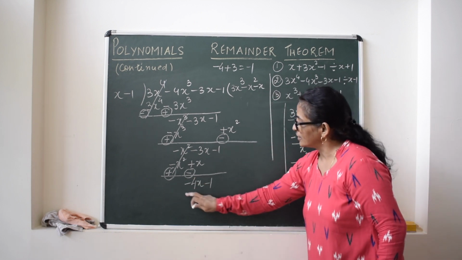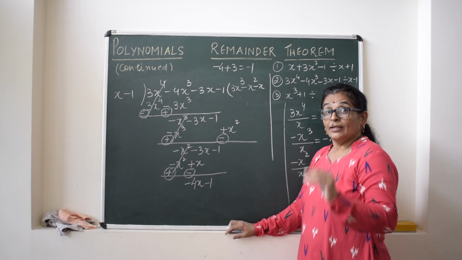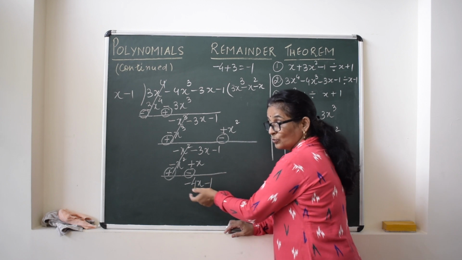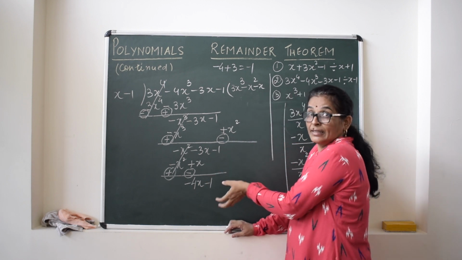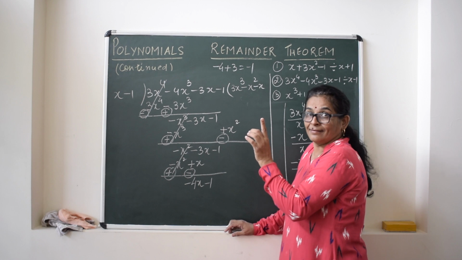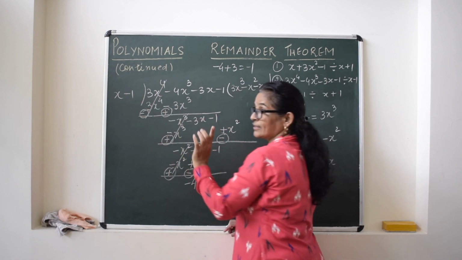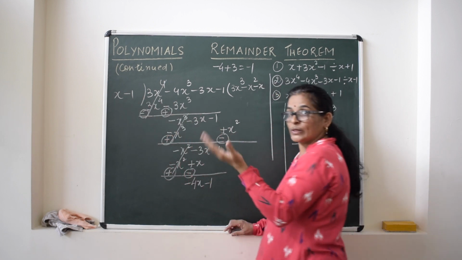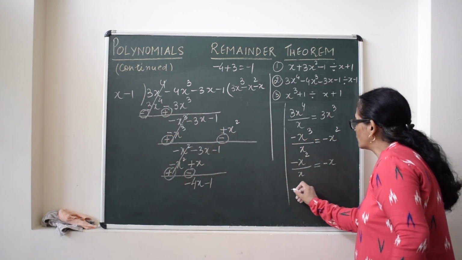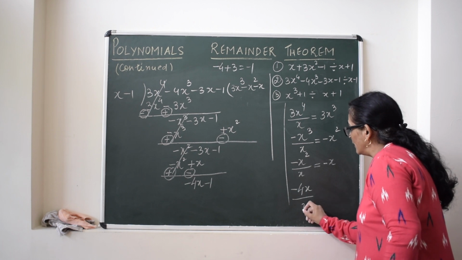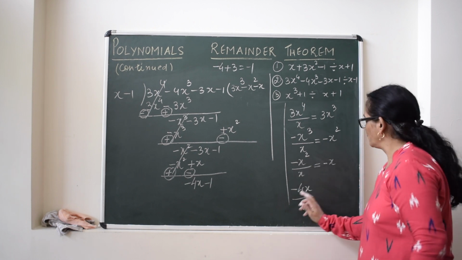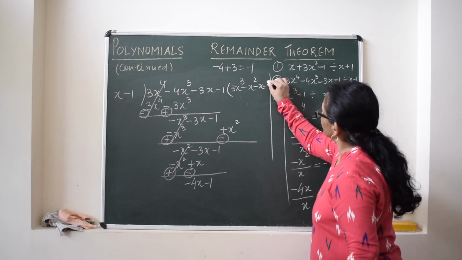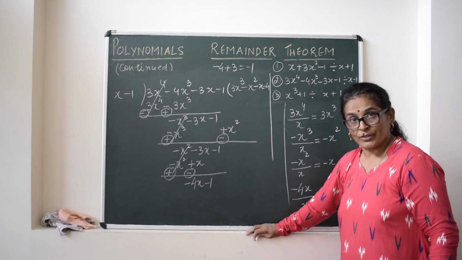Now the new dividend is minus 4x. We will go till the degree of this new dividend, or the remainder, is less than the degree of this divisor, or its degree is 0. So here the degree is the same. So one more step further we can go. So minus 4x will be divided by the first term of the divisor. This will give us minus 4. That minus 4 is the last term of the quotient.